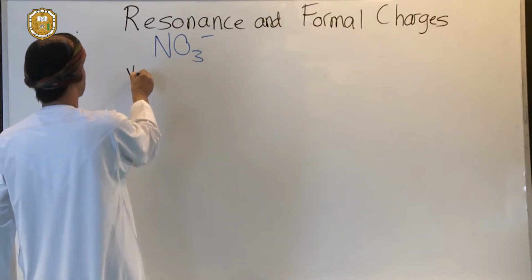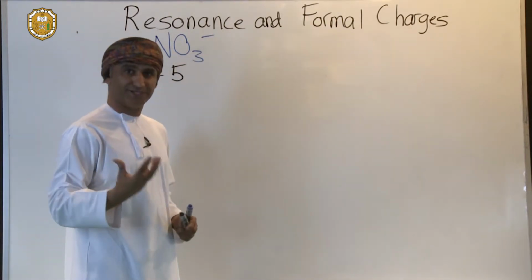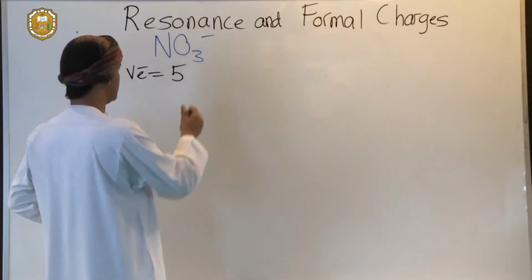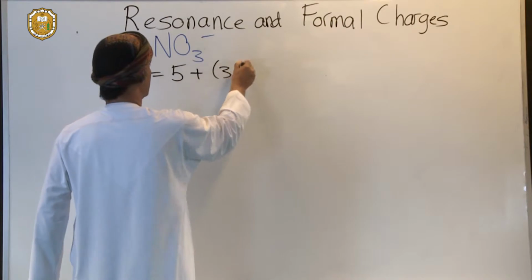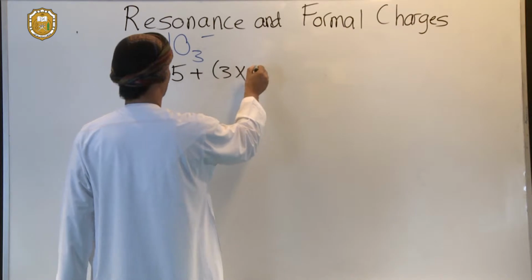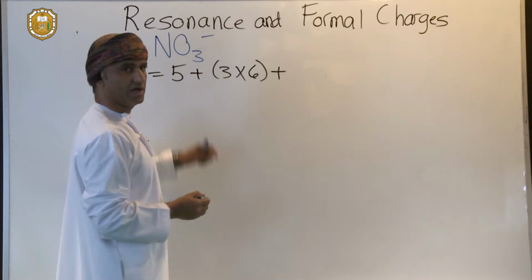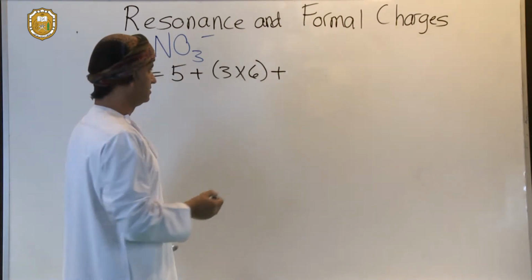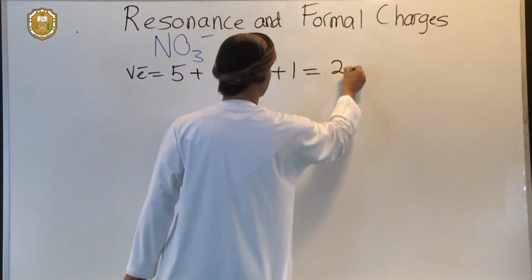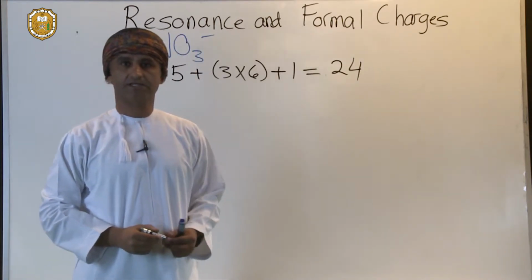The valence electrons in this case would be 5 from nitrogen, because nitrogen is located in group 5A, therefore it has 5 valence electrons. So 5 plus 3 atoms of oxygen, and each of them has 6 valence electrons because oxygen is located in group 6A. So 3 times 6. What we need to do next is add, because the charge is negative, the same magnitude, which is 1. So the total number of valence electrons in this case is 24 valence electrons in the nitrate ion.